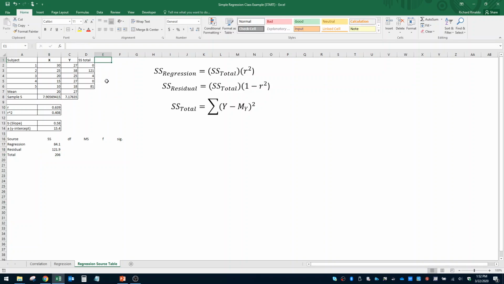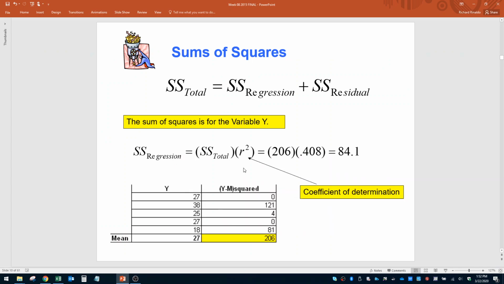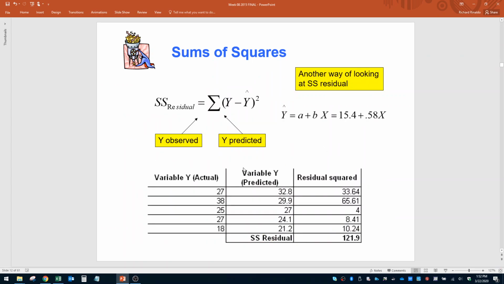Another way to calculate the residual is to look at the difference between the actual value of y and the predicted value of y when we apply our regression model. As you can see, our y-intercept is 15.4 and our slope function is 0.58. If I plug in the actual x, it'll give me a predicted y, which is referred to as y hat. The difference between the actual y and the predicted y is basically error of measurement, or error of our model. We just couldn't predict it, we're off. And then we square that. If you sum those up, it'll sum up to the sum of squares residual.